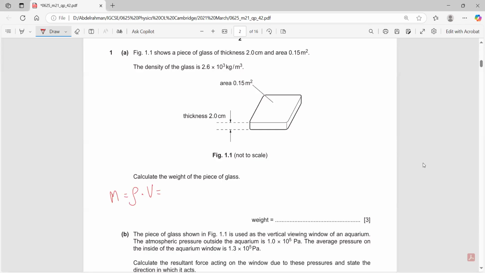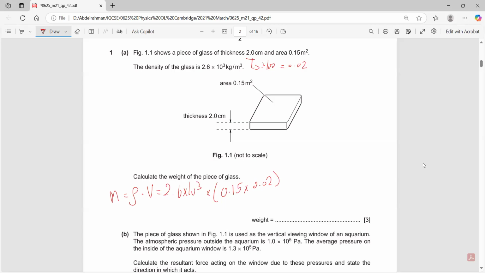What is the density? The density is 2.6 times 10 to the power of 3. And what is the volume? The volume would be the area times the thickness, which is the area, 0.15, times the thickness, 2 centimeters. You need to convert these 2 centimeters into meters. So divide by 100, which is 0.02. 0.15 times 0.02. Can we find the mass? Yes, we can find the mass.